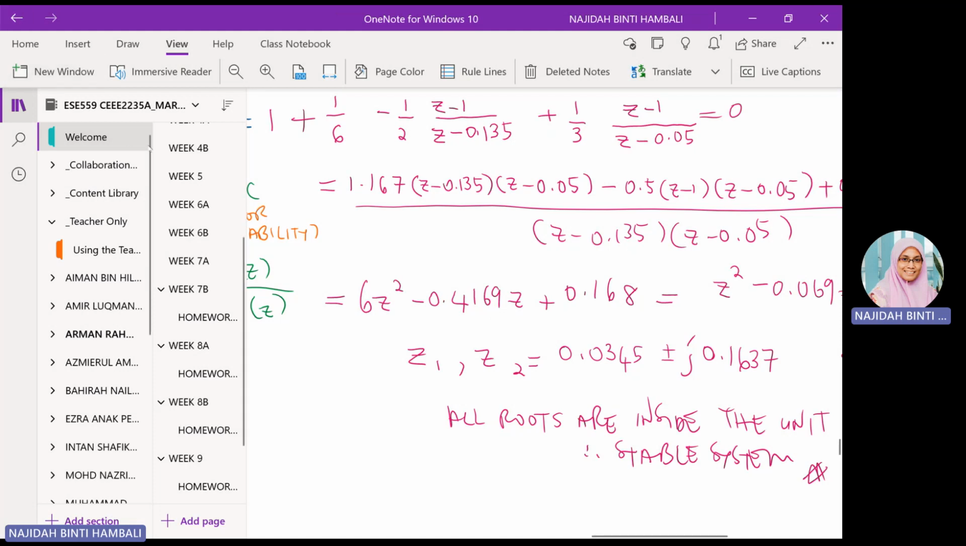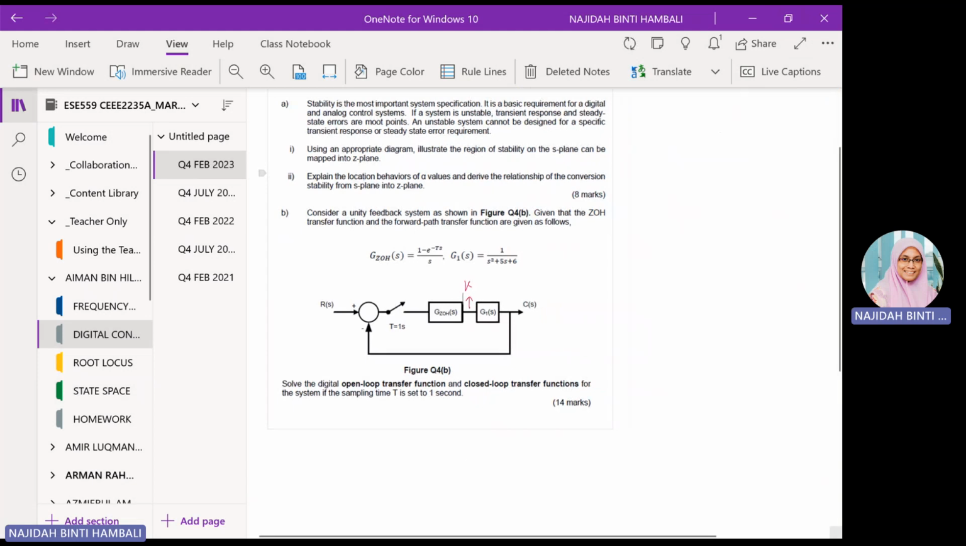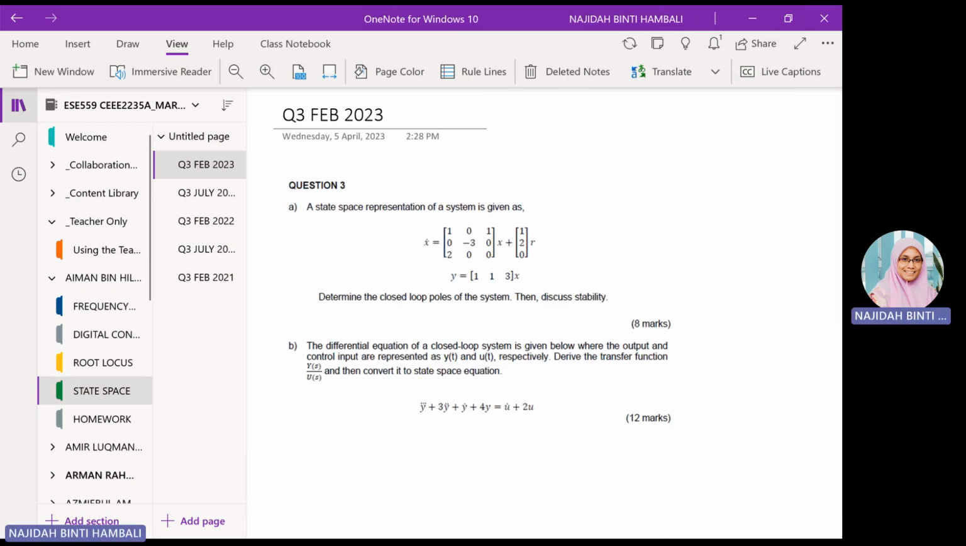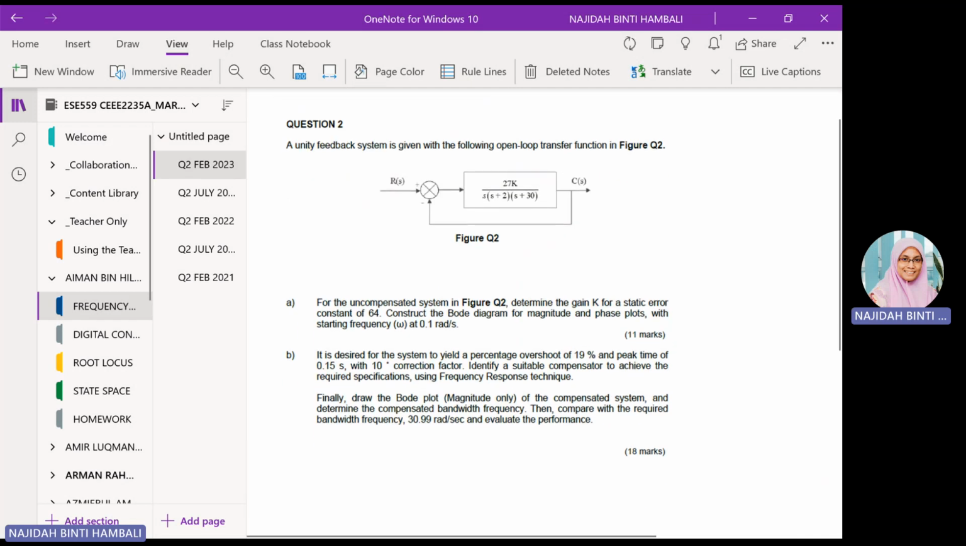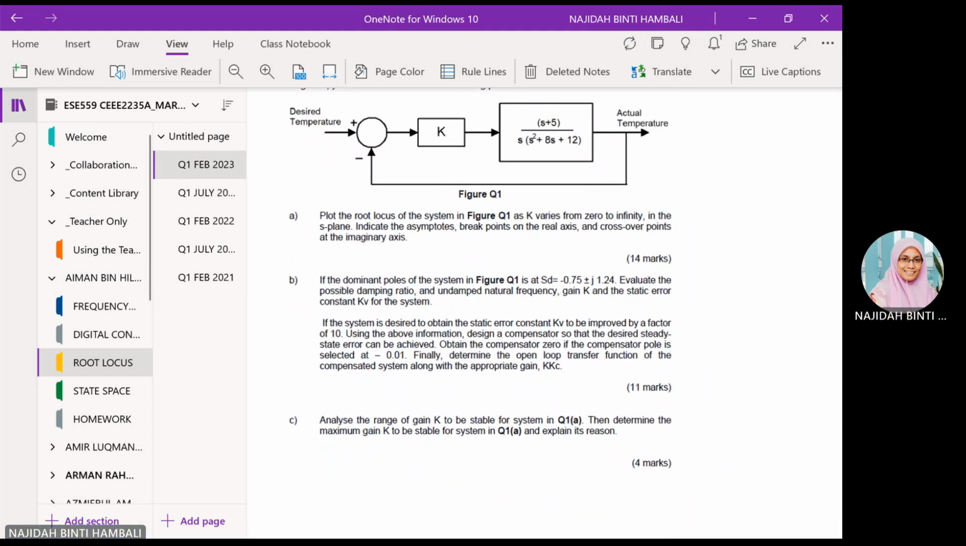Lebih kurang. Cuba tengok. Sekejap, saya asyik buka. Aiman, saya buka you punya folder sebab nama you first kan? Okay, tengok ni dia punya markah. 8/14, 22. Kalau state space, 8/12, 20. 1/20, 1/22. Lebih kurang je. So bayangkan dia untuk 20 ke 22 markah, 30 minit. So setiap satu markah, berapa minit you kena spend? Kalau frequency response, markah dia 11/29. Kalau root locus, markah dia banyak sikit, 26, 30. Root locus 30, frequency response 29, state space 20, digital control 22.